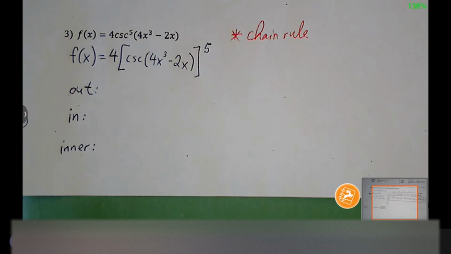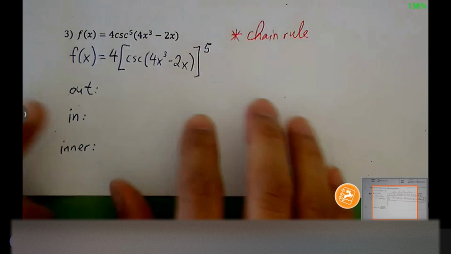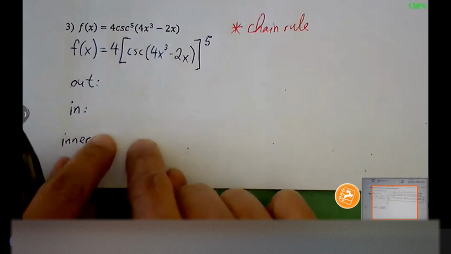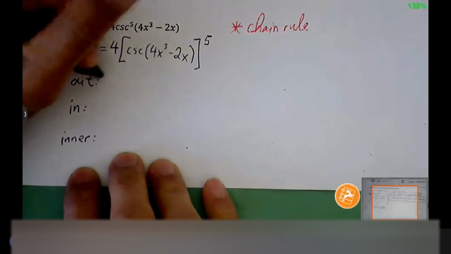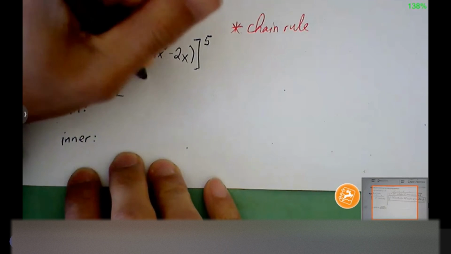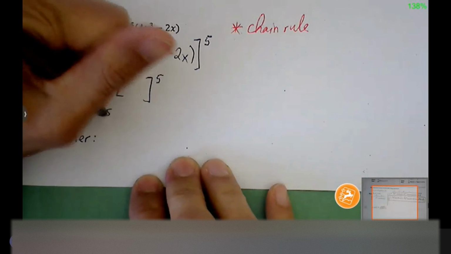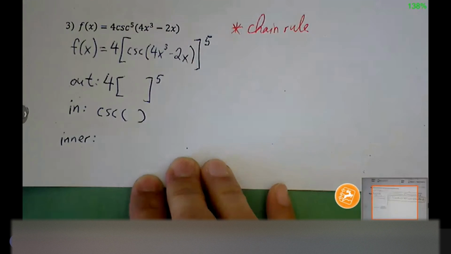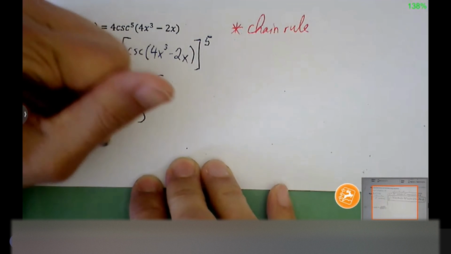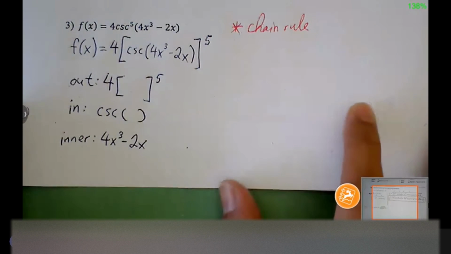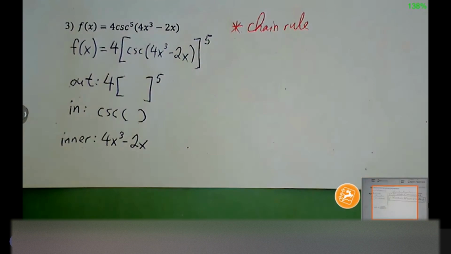Okay, let's go through number 3. All right, so we need to be able to identify the 3 different parts here. We have the 4 bracket to the 5th, we have the cosecant parentheses, and then finally, we have that 4x cubed minus 2x. And we have to take turns with each of these derivatives.